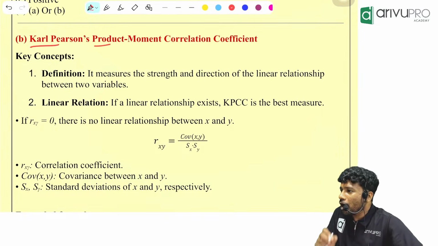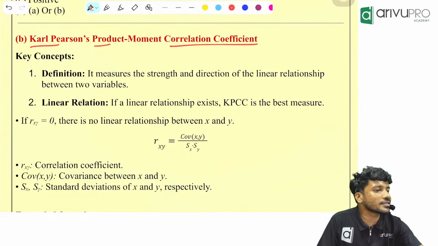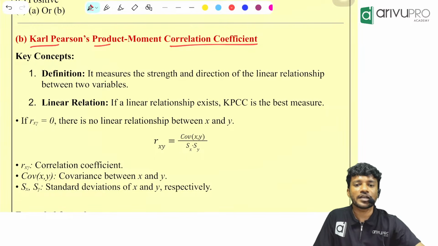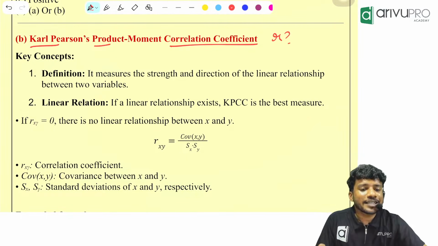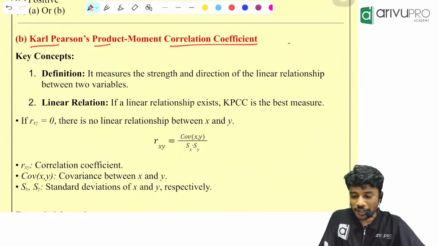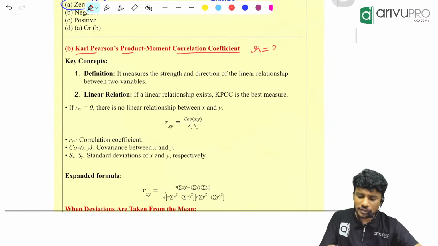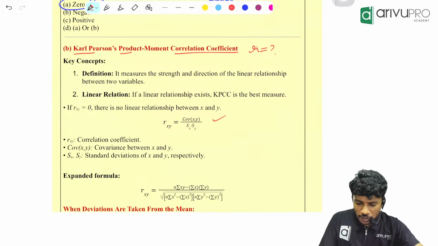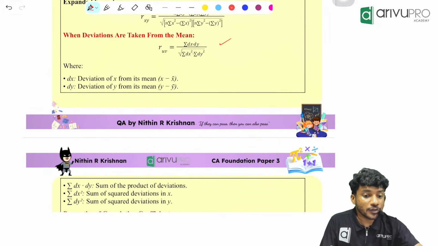KPCC, or Karl Pearson's product moment correlation coefficient. That is the next topic we are going for. Now people, in KPCC will you find the value of r? Yes, that is the only thing we are going to find here. We are going to find the value of r. And we have a few methods to find the value of r. 2 formulas, 3 formulas are there. We can use any of the formulas to get the answer.